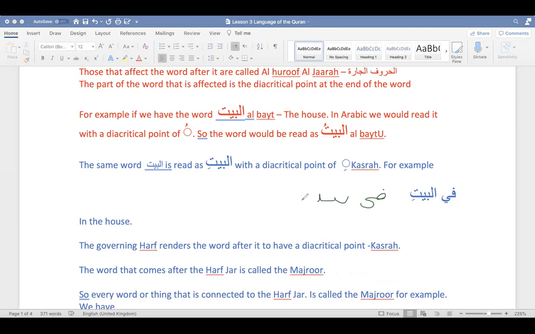fi baytin. You see this double here? The alif lam is missing. Fi baytin, because the alif lam is missing. So the fi is the main governing agent here, and it will give it either 2 kasra or 1 kasra depending on whether the word has alif lam in front of it or not. Hope I'm not confusing anyone.